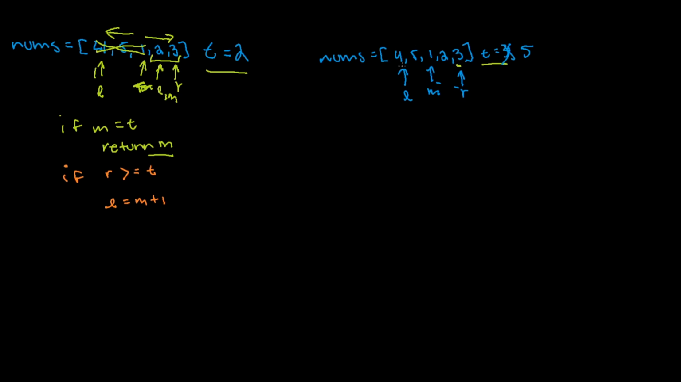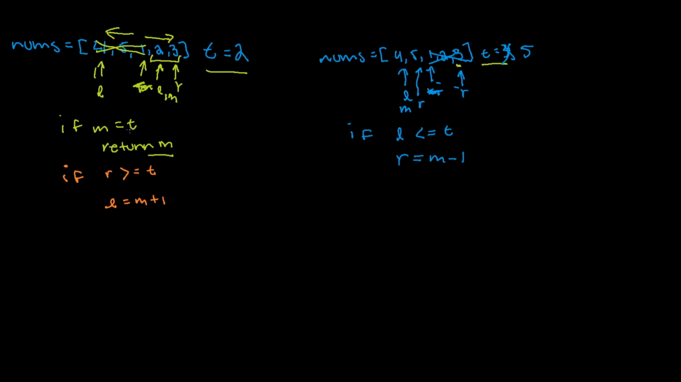So now we just want to check the opposite condition. If the left pointer is less than or equal to t, then we want to update our right pointer to be m minus 1. So now we don't care about this half of the array, and our right pointer is going to be here, and our mid pointer is going to be where the left pointer is as well. And then from here we can just check these conditions.